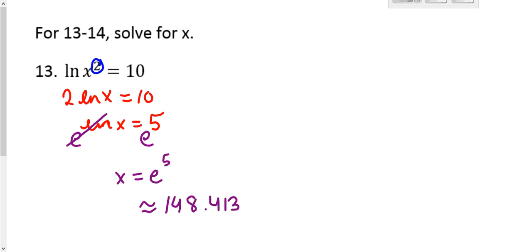Now you'll get the same exact thing if you don't move down the 2. If you had the ln of x squared equals 10, and you did the e first, so you got rid of the ln first, you put those in the exponent of e. Well, this would cross out, and you'd have x squared equals e to the 10th.